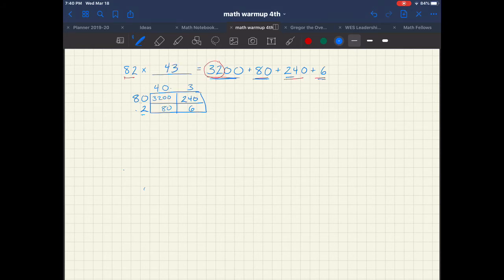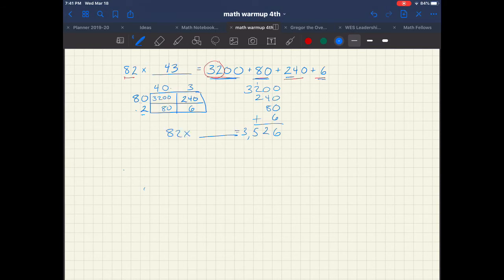Now another way you could do this, and maybe some of you did, was to go ahead and add all these up. So we'll do that real quick. 3,200, 240, 80, and 6. 8 and 4 is 12. This would be a 5. So 3,526.